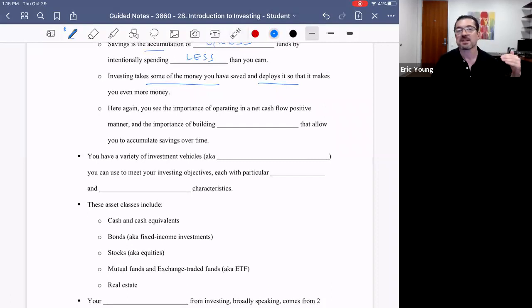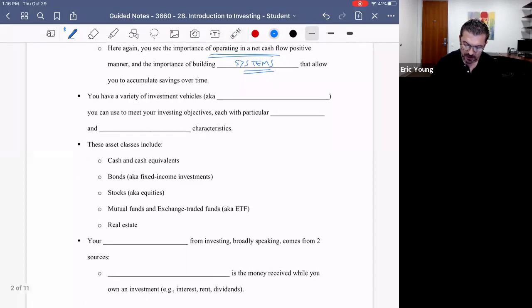Notice again here, as in every other part of personal financial planning, as I like to share it with you, you see the importance of operating cash flow positive. You see the importance of spending less than you earn, and hopefully you see the importance of building systems. Systems that allow you to accumulate savings over time. Now, once you're into this game, you will see that when you invest, you have a variety of investment vehicles, the fancy term being asset classes.